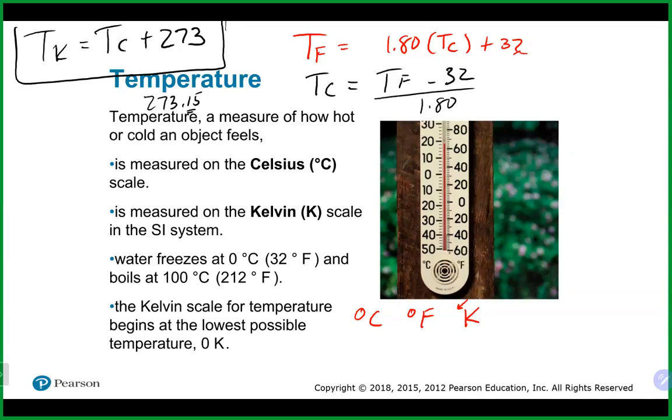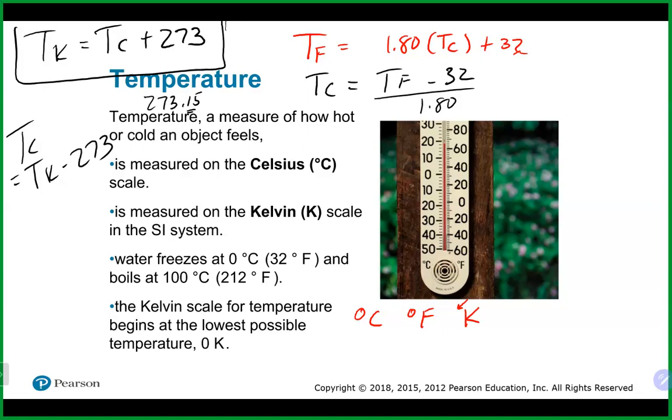If we want Celsius and we have Kelvin, we're going to do the opposite there. Temperature in Celsius will be temperature in Kelvin minus 273. So you're just going to subtract the 273. So if you want Kelvin and you're starting with Fahrenheit, you have to convert Fahrenheit to Celsius and then Celsius to Kelvin. You have to go through all those steps.